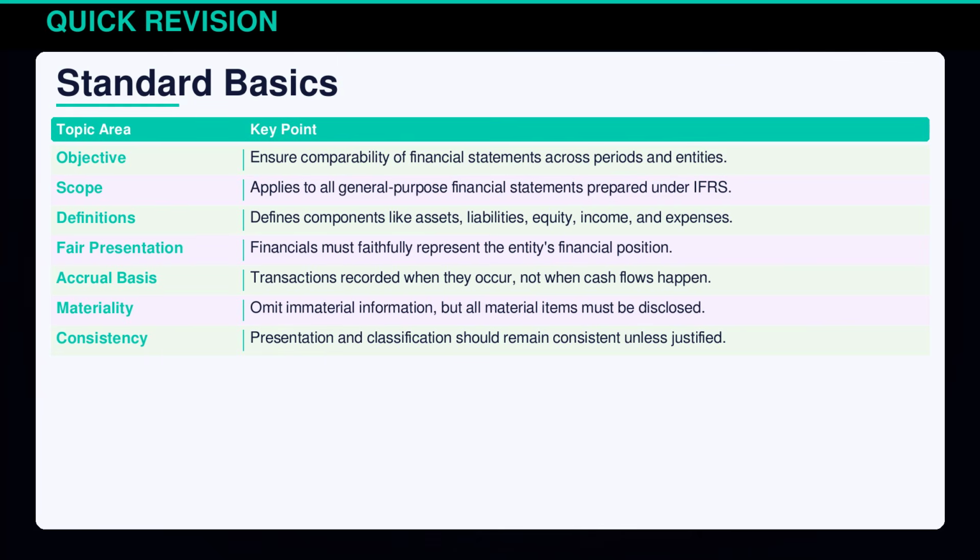IAS 1 sets the foundations for financial statement presentation. It ensures consistency, comparability, and clarity across periods and entities. Covering key definitions such as assets, liabilities, and income, it mandates fair presentation and the accrual basis of accounting. Only material information needs disclosure, supporting transparency without clutter. Consistency in presentation is crucial unless compelling reasons dictate changes, ensuring users get a reliable financial snapshot.